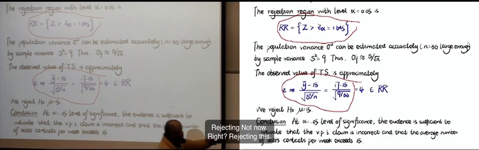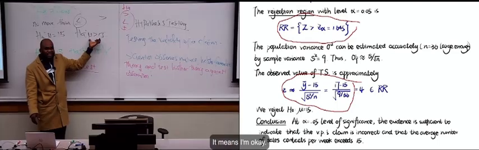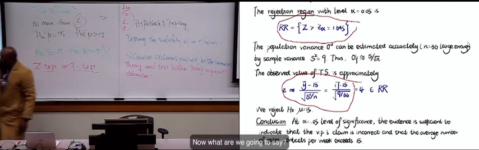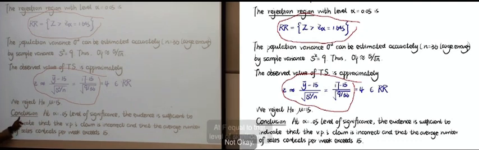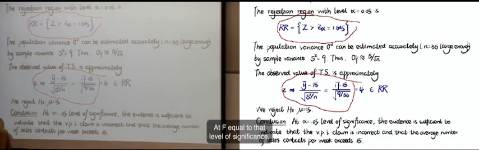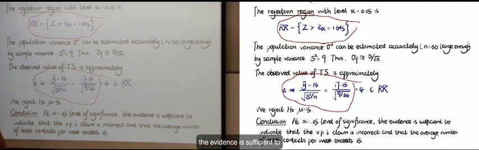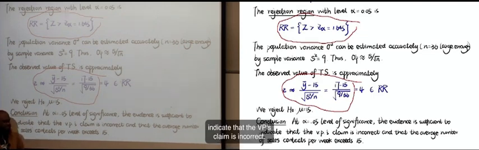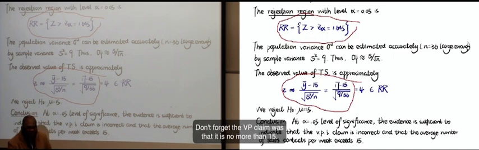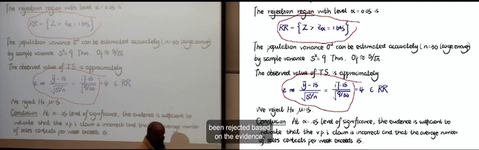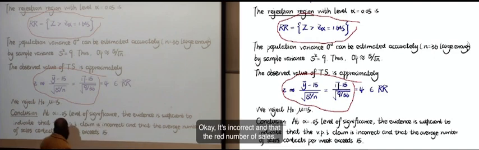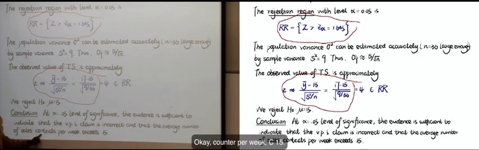Rejecting H0 means I'm here. Now, what are we going to say? Conclusion? We're rejecting H0. At that level of significance alpha, the evidence is sufficient to indicate that the VP's claim is incorrect. Don't forget, the VP's claim was that it is no more than 15. But right now, that claim has been rejected based on the evidence. It's incorrect, and the average number of sales contracts per week exceeds 15. I'm done. Any question?